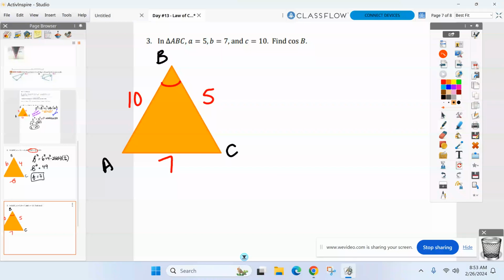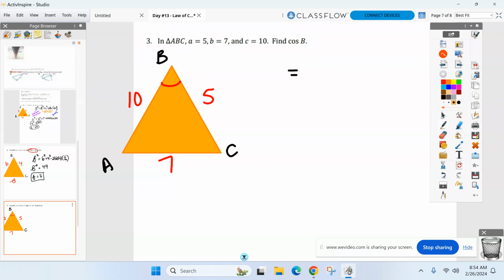Right now it's cosine B. That's what we need to solve. What's the cosine ratio for B? And you're not doing adjacent over hypotenuse, all right, because it's not a right triangle. So how can I use law of cosines? All right, let's start it off. What side should I start off with, 10, 5, or 7 here? Based on what we've been shown the last 2 problems, should I start out with law of cosines as 10 squared, 5 squared, or 7 squared?